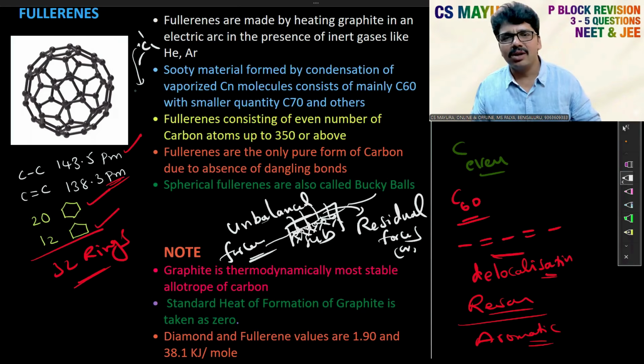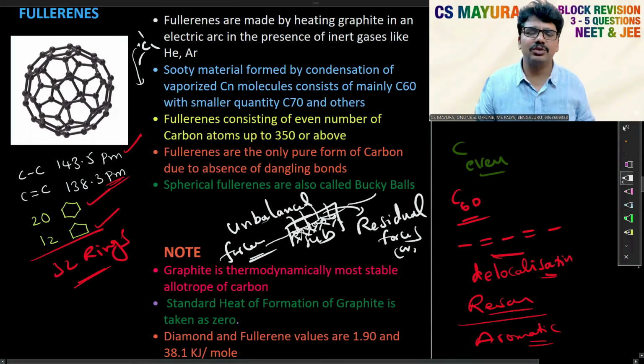Those temporary bonds are called dangling bonds, and fullerenes don't form any temporary bonds. So they don't form dangling bonds and they are the most pure form of carbon.